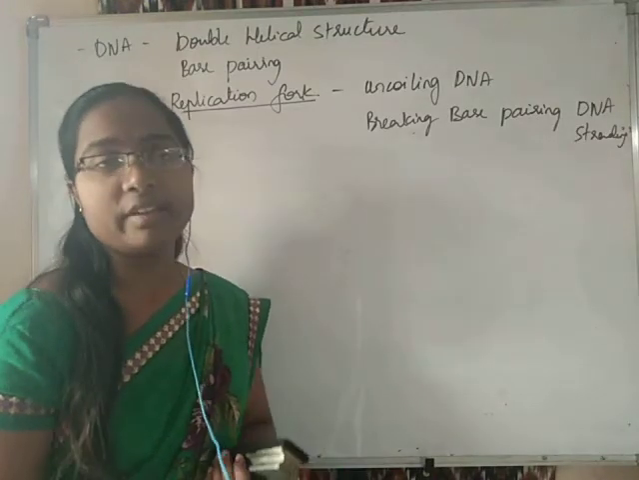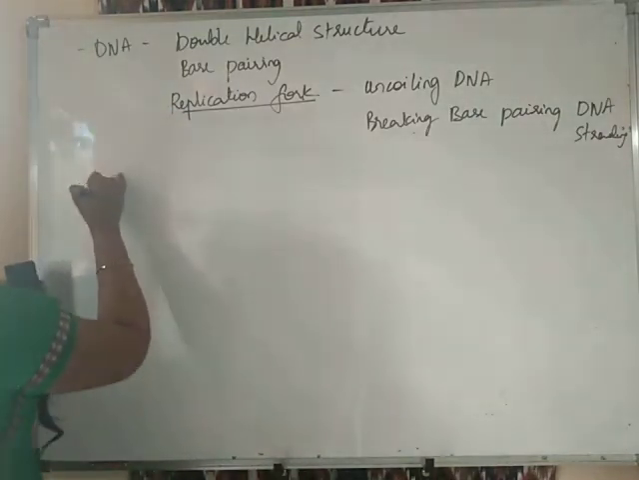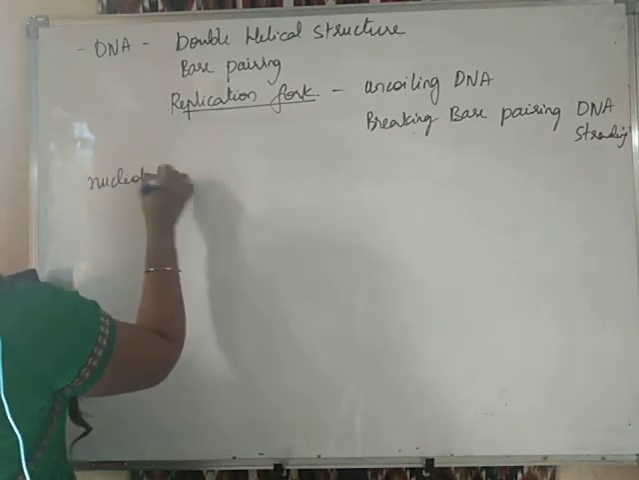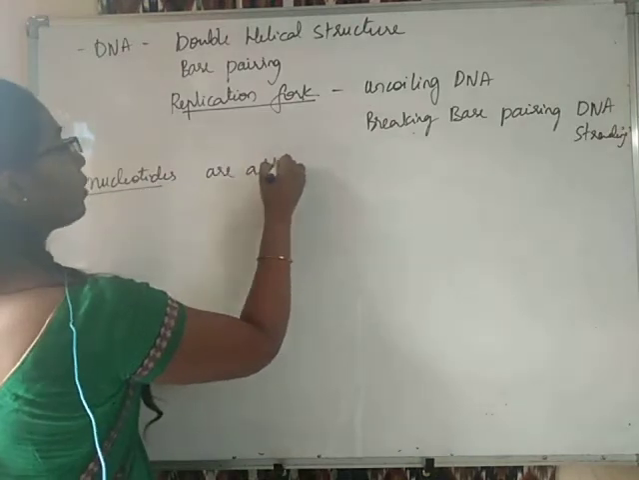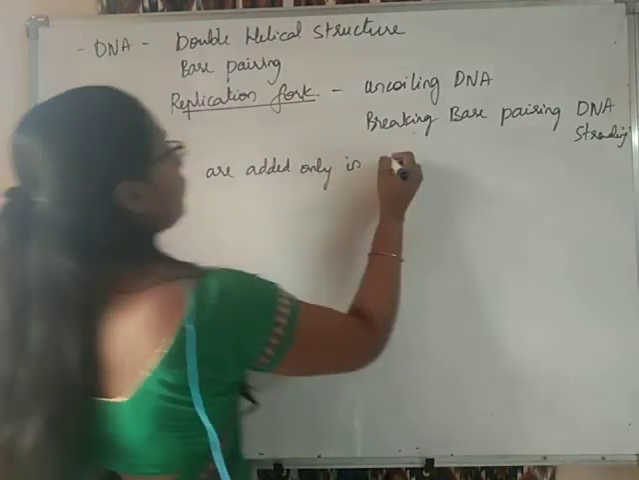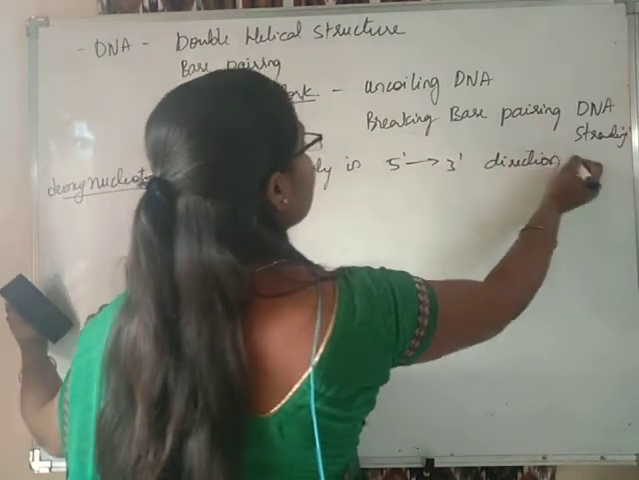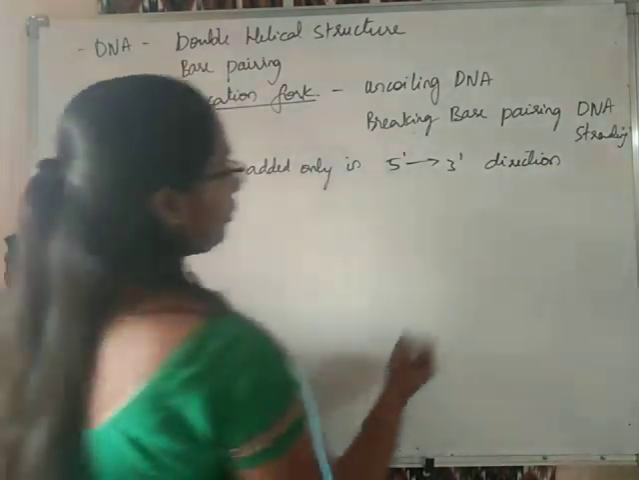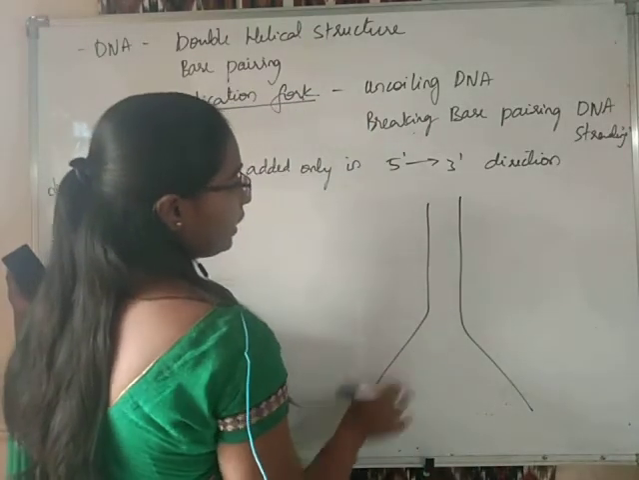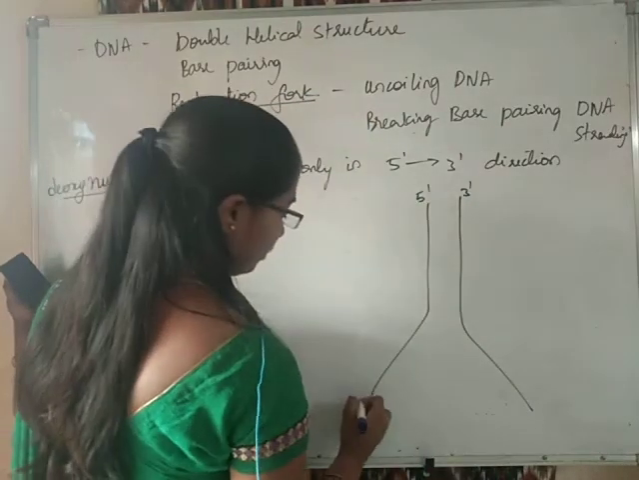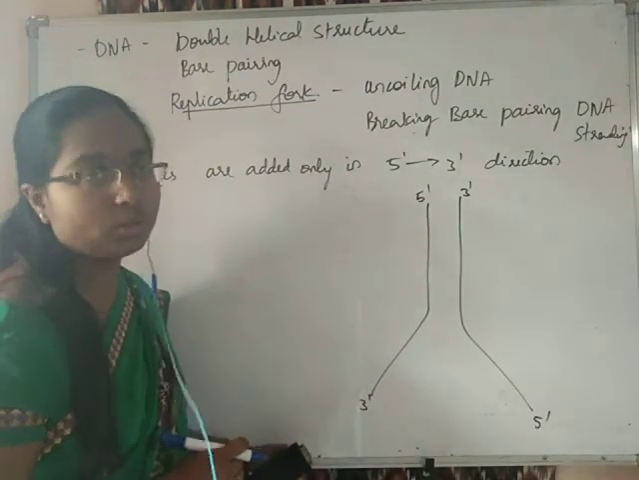The nucleotides cannot be added in just any way to the growing DNA. Deoxynucleotides are added only in 5 to 3 direction. For example, if these are the two strands of DNA, 5, 3, 3, 5, only in 5 to 3 direction deoxynucleotides are added.